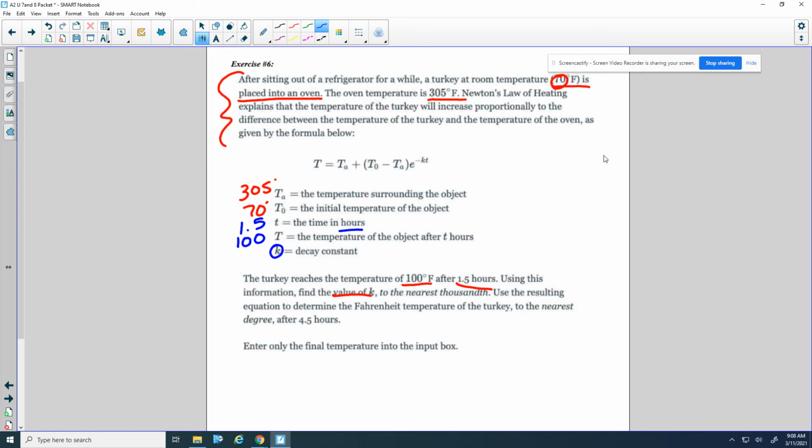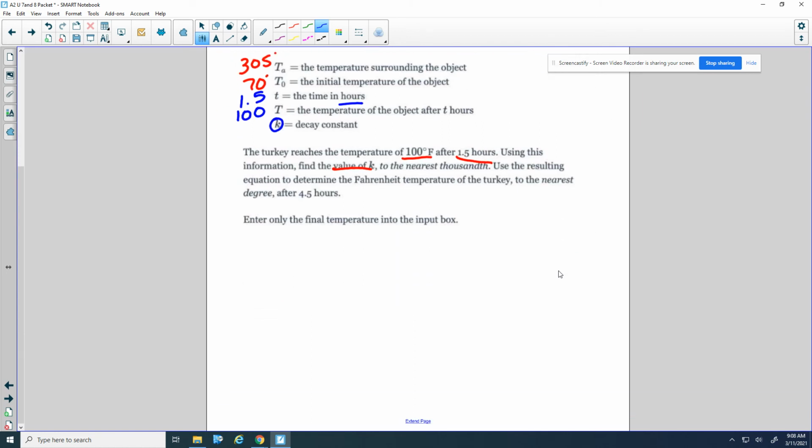So we're going to set up that equation very similarly to the last one. As I said, I'll do this one a little quicker. So let me just flip my page. So we have 100 equals 305 plus 70 minus 305. This ends up being negative, which kind of flips things. So even though we're heating up, it ends up working out. It has to do with this negative number being multiplied by the exponential. It flips things back to positive and makes that function increase, if you were interested in that. So this is e to the negative 1.5k here.